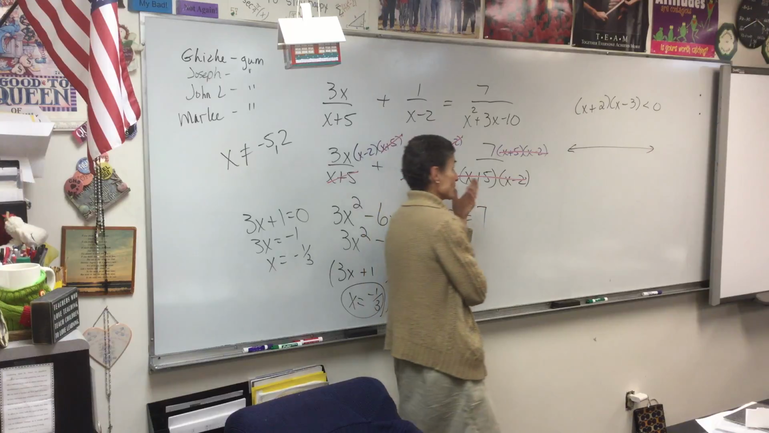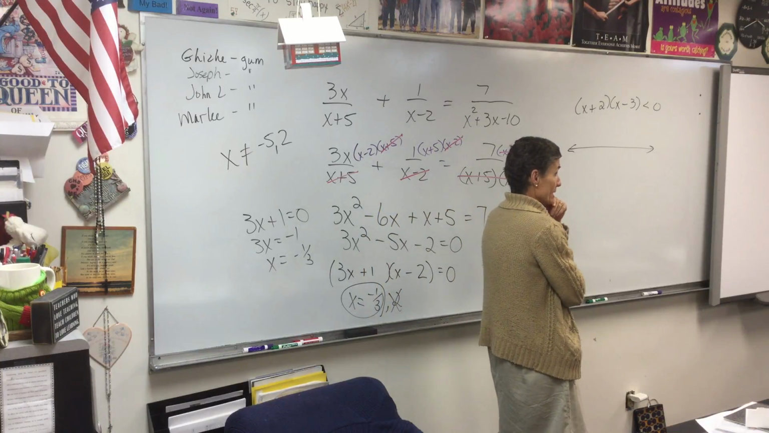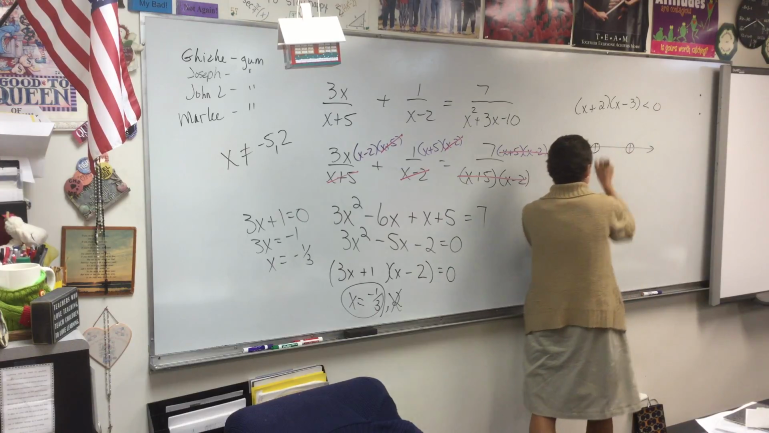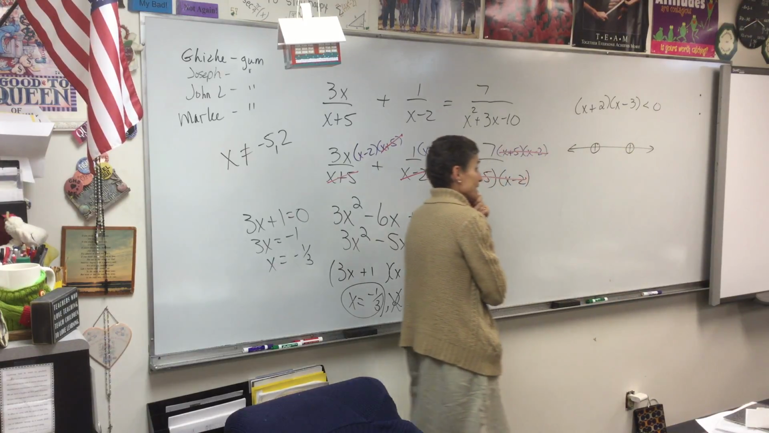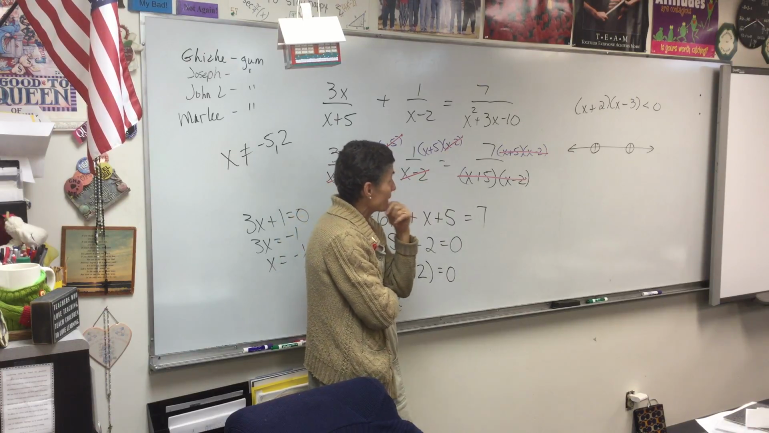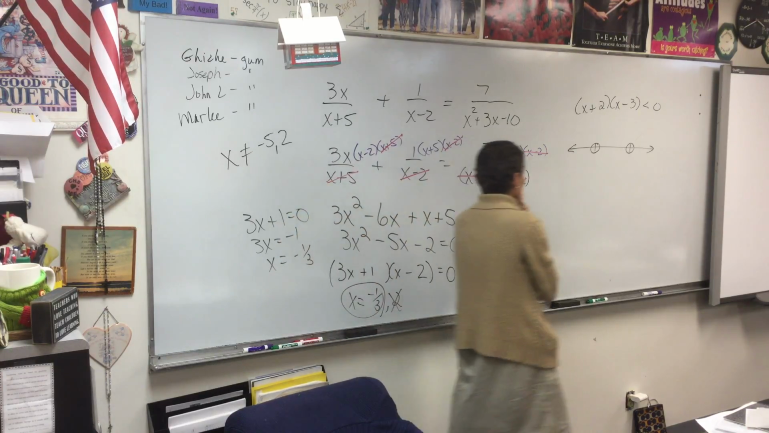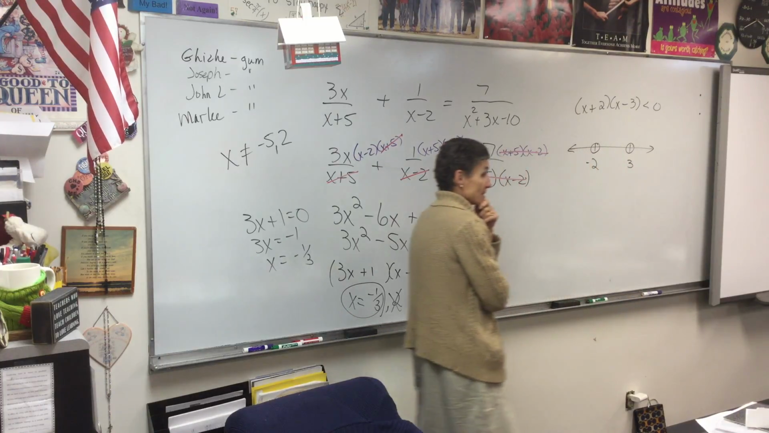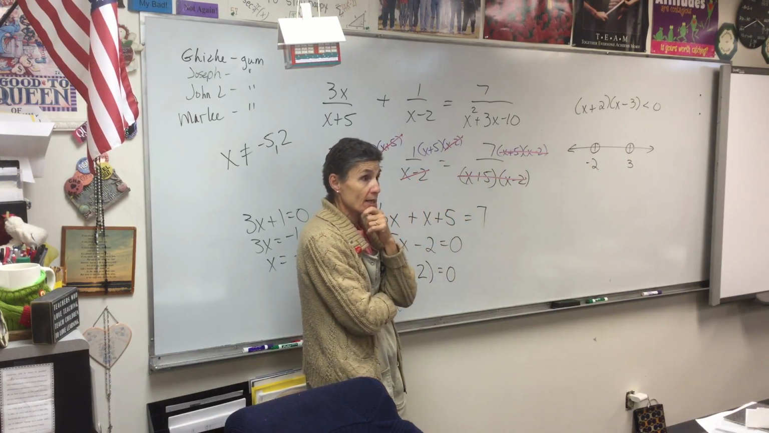This problem is already mostly done for us. I'm going to put 2 dots on my number line. Does anyone want to take a guess where those 2 dots would be on my number line? -2 and +3. Does that make sense to everybody? You see where those numbers came from?